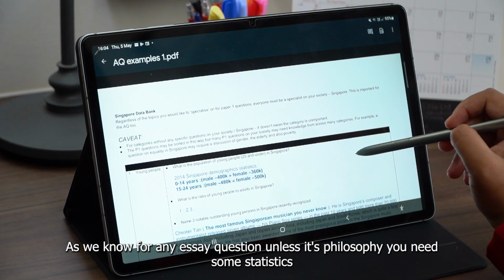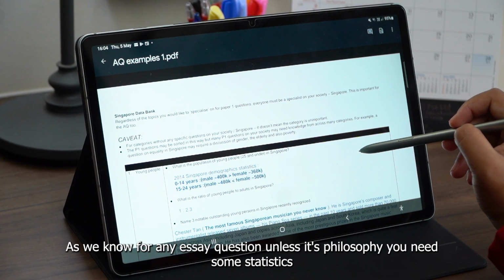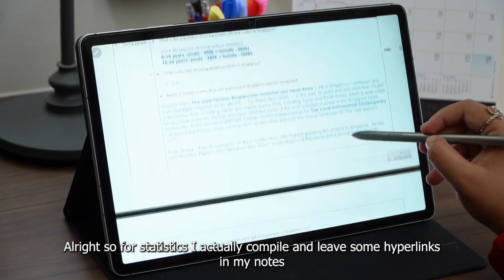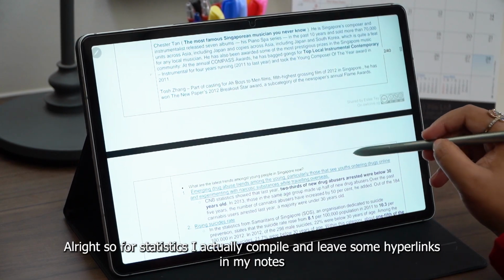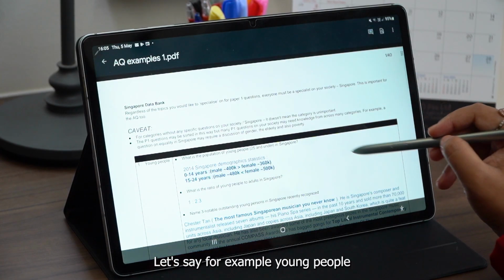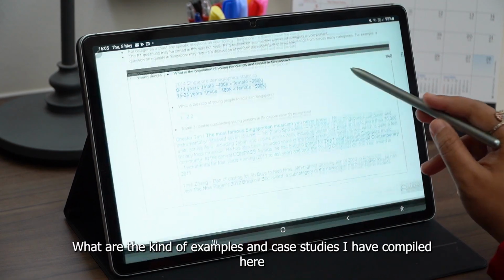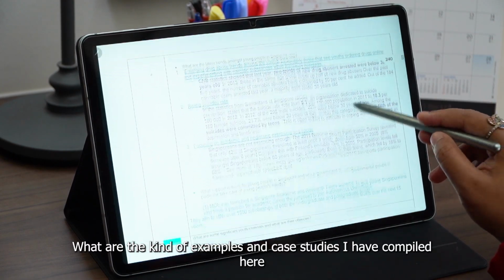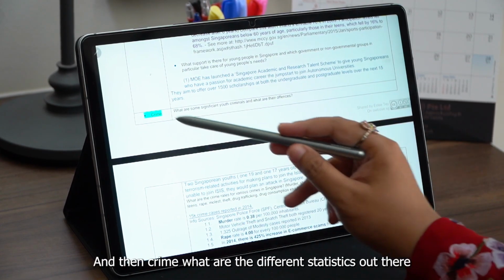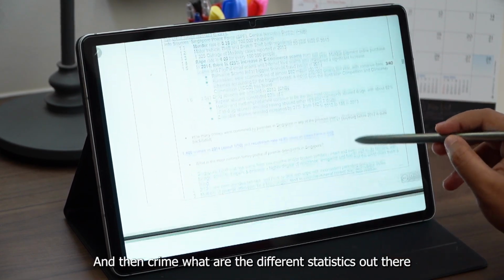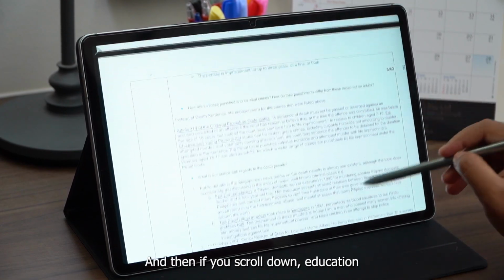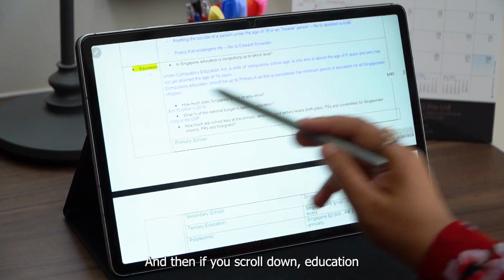As we know, for any essay question, unless it's philosophy, you need some statistics. All right. So for statistics, I actually compile and leave some hyperlinks in my notes. So let's say, for example, young people. What are the kind of examples and case studies I've compiled here? To answer essay questions, of course. And then crime. What are the different statistics out there? Law and punishment. And then if you scroll down, education.